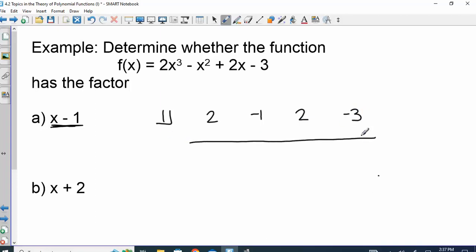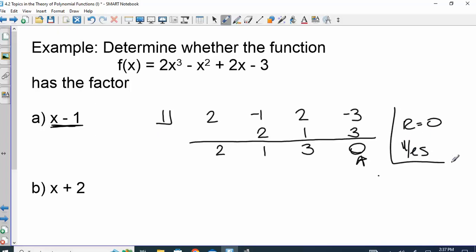Okay, so we do our synthetic division. 2 comes down. 2 times 1 is 2. Some people just woke up one day and decided this is how you should do math, and we all just agree. So, my remainder is 0. Is x minus 1 a factor? Yes, the remainder is 0, so it is a factor.